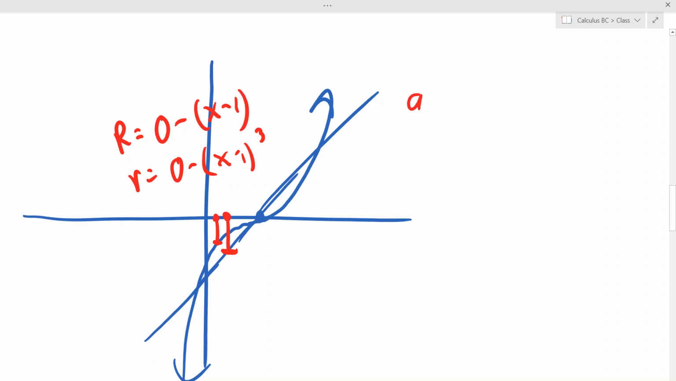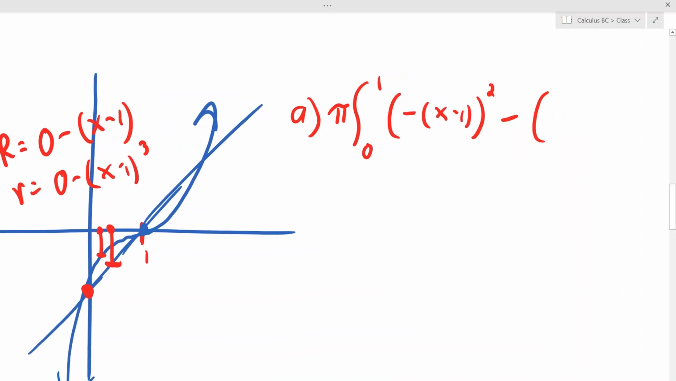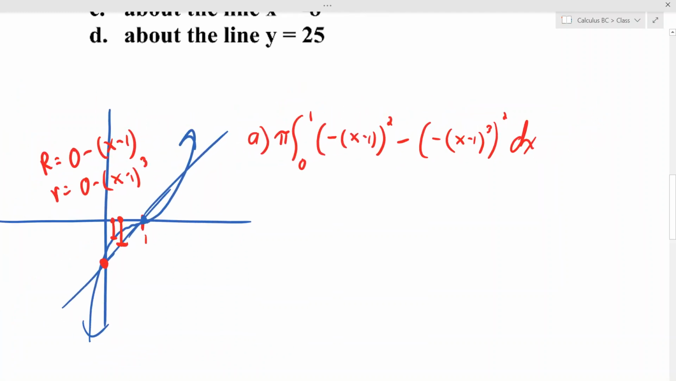Okay, so for part A, the first part of it, we need two integrals again because their shapes are changing. These hit at 0 and these hit at 1. So we're going to integrate from 0 to 1 because that's what x is doing. And big R is going to be negative x minus 1, and we're squaring that, minus little r, which is going to be negative (x minus 1) cubed, squared. And you can simplify this down if you like. There's some rules we can use, but that doesn't really matter too much for us. So that's the first part, plus.